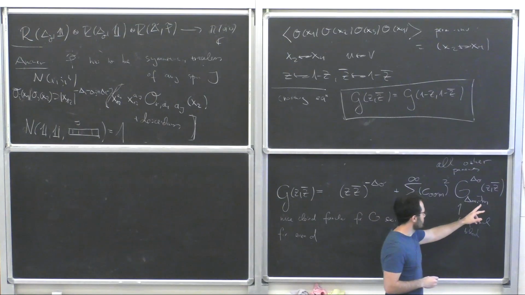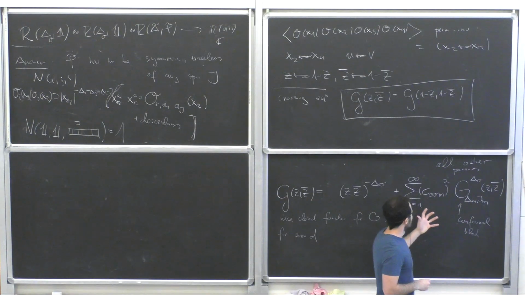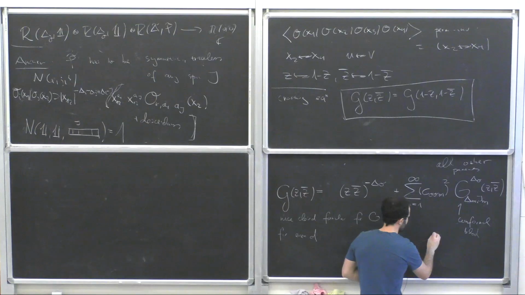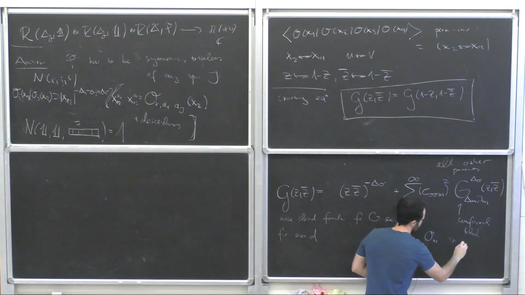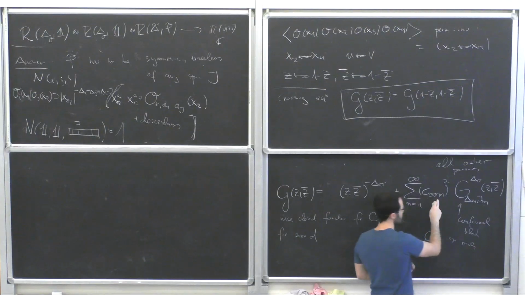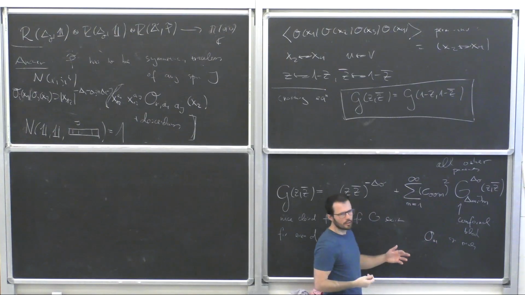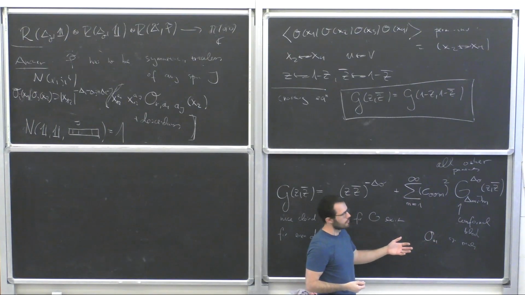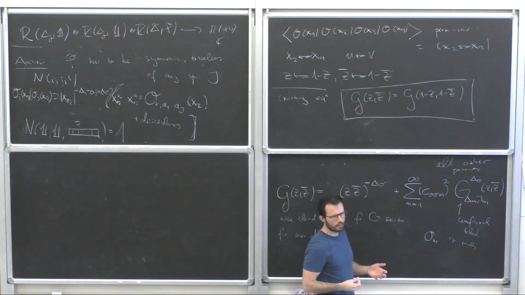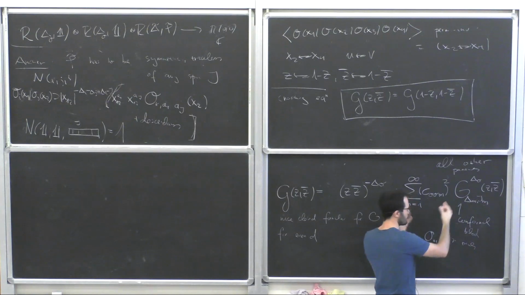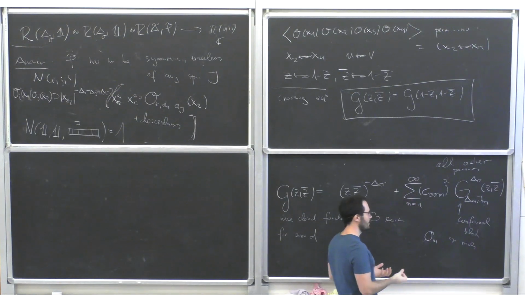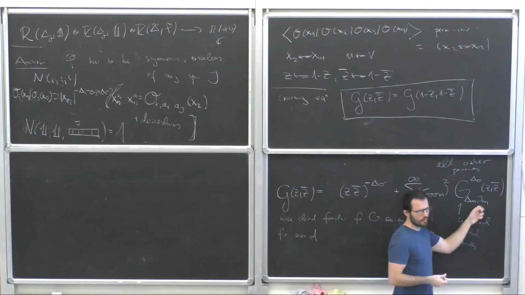These O_m are symmetric traceless, otherwise the C is 0. Yes, exactly. In principle, you're summing over all primary operators in the theory, but only the symmetric traceless ones contribute.